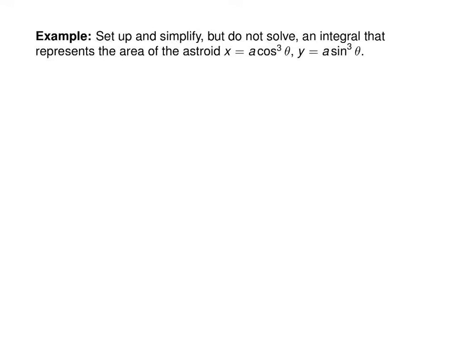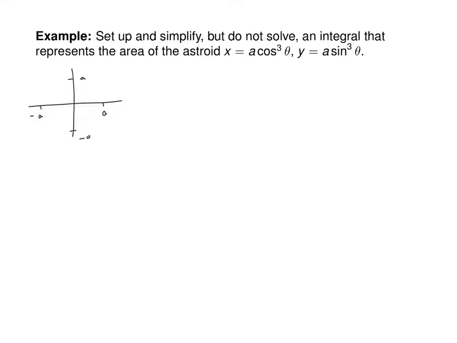Now, in addition to being able to find derivatives, we also are able to find antiderivatives and use these things to find areas and arc lengths and surface areas. So here we have a curve called an asteroid, and this curve is defined by the parametric equations a cosine cubed theta and a sine cubed theta, and it looks like this.